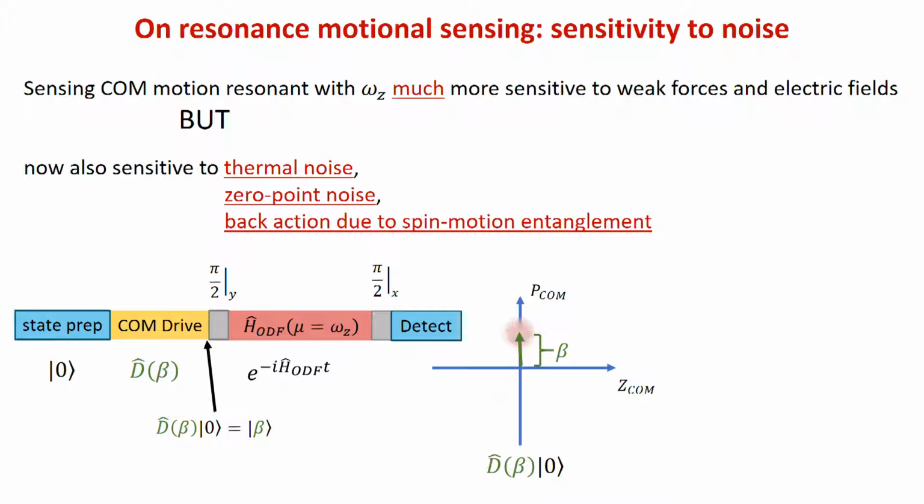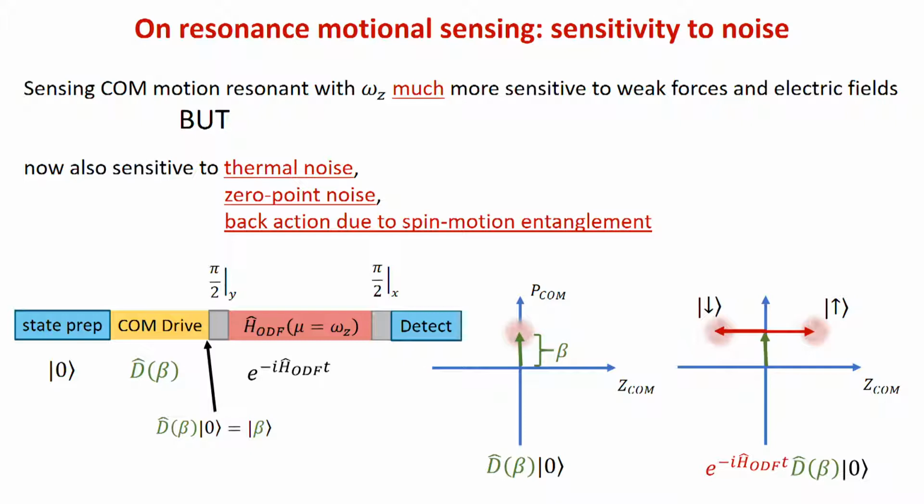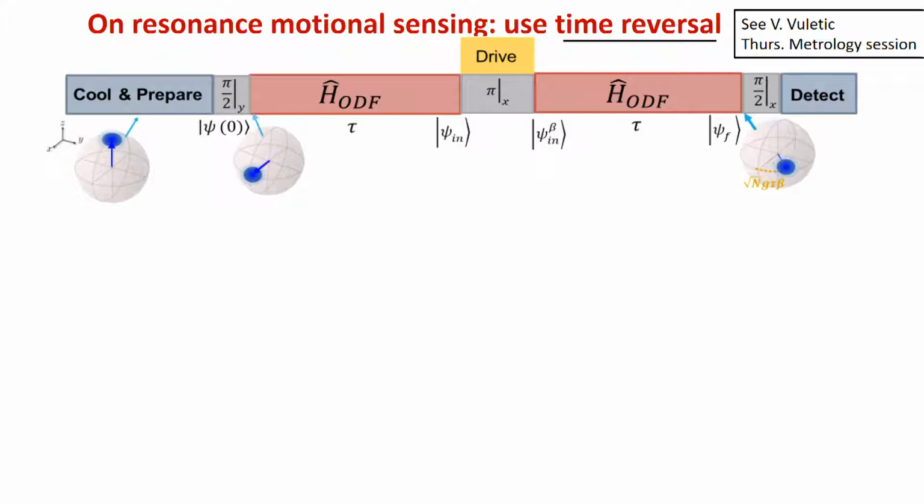If we crank up the strength of that spin-dependent force, we're going to start getting spin motion entanglement. That is, the wave function is going to break up into different spin states. And this is a form of back action because we only measure the spins, and if we have spin motion entanglement, the coherent length of our Bloch vector goes to 0. Well, fortunately, we can use time reversal to get rid of unwanted spin precession and to get rid of this back action due to spin motion entanglement.